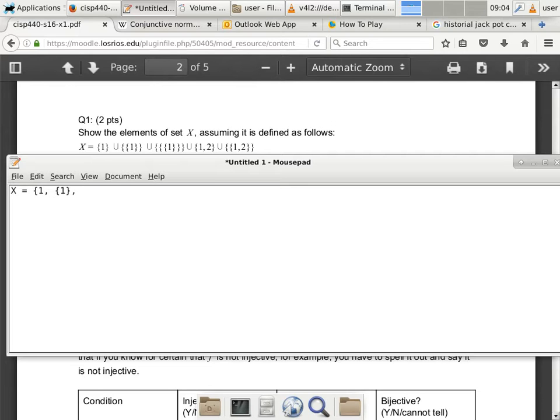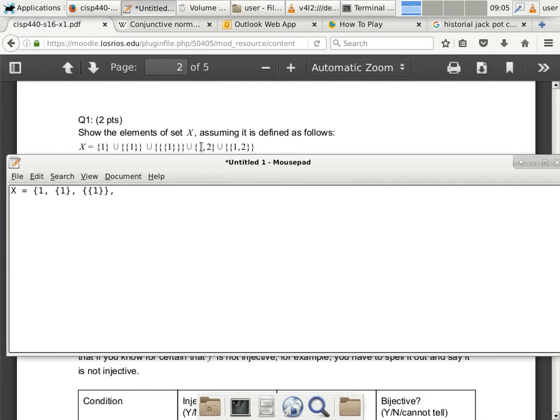Okay? Are there any questions about this part? Because this is the one part where some people have questions. And then the next one is a set of the set of 1. Once again, that is also considered unique. So the element in the union is the set of a set that only has 1 as an element. And then the next one is a set of 1, 2.